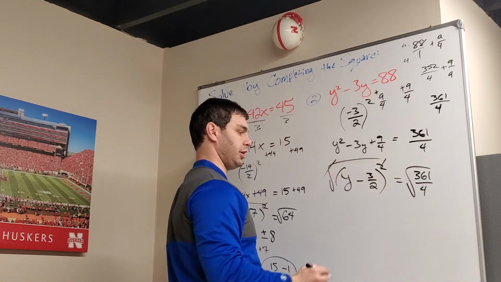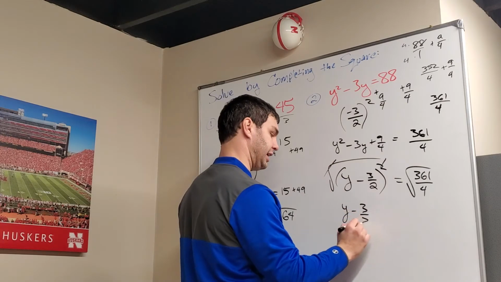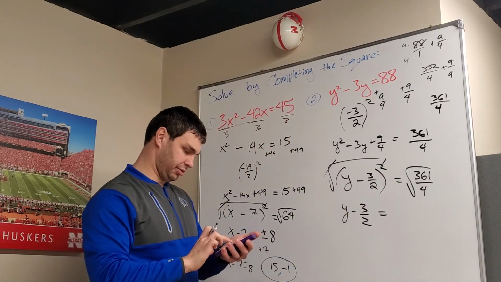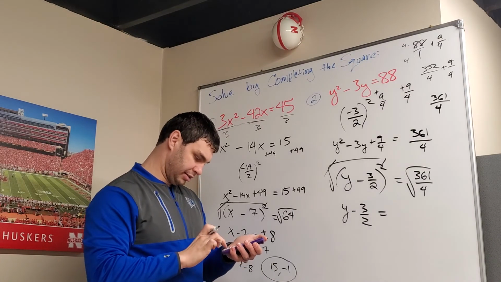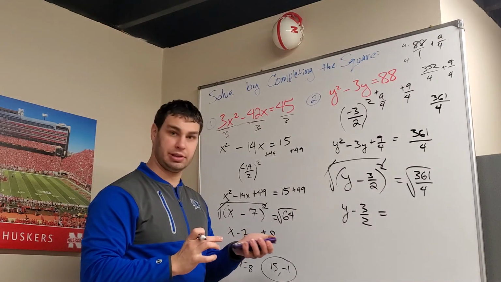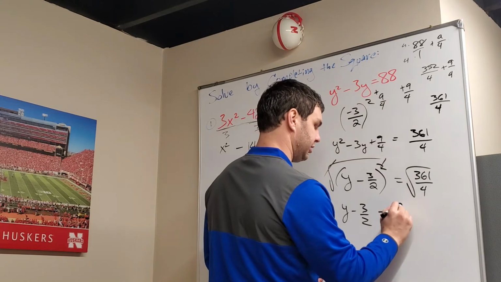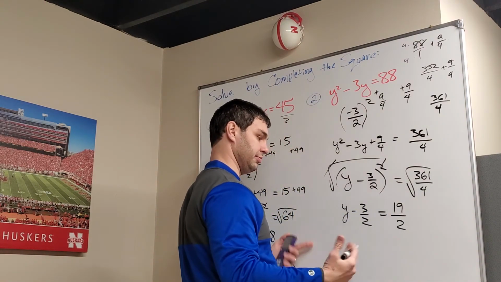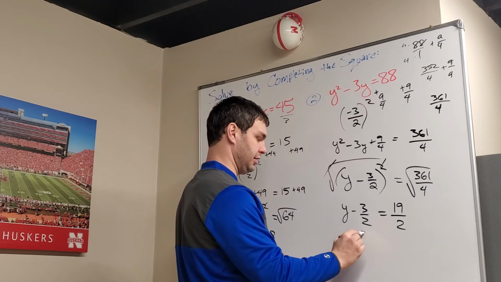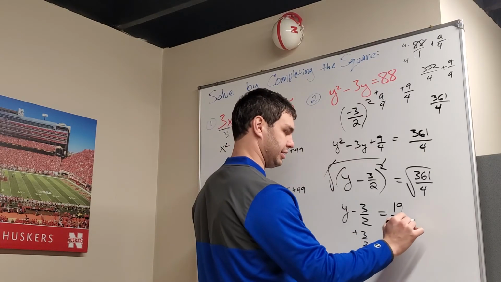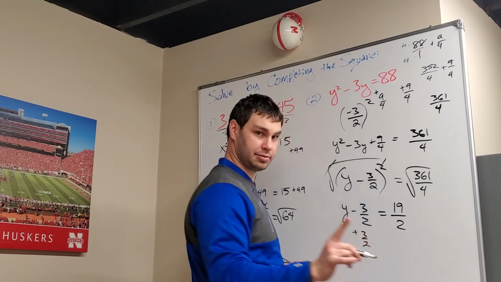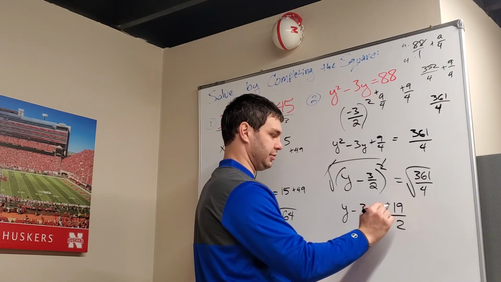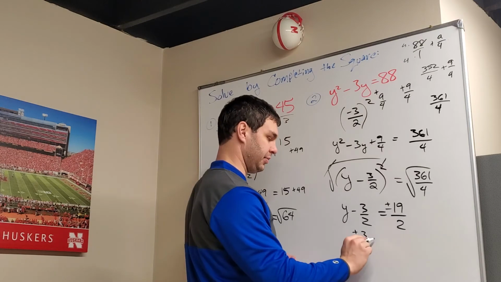Again, the square root and the square cancel, leaving us with y minus 3 halves. And on the right side, square root of 361. I don't think that turns out nice. Let's see. Square root of 361. Oh, it does. It's 19. I should probably know that. And then the square root of 4, of course, is 2. Of course, like I said, it is going to turn out nice. All right, let's add 3/2 to both sides. Oh, I made a mistake. I forgot my plus or minus. Gotta have plus or minus 19/2.